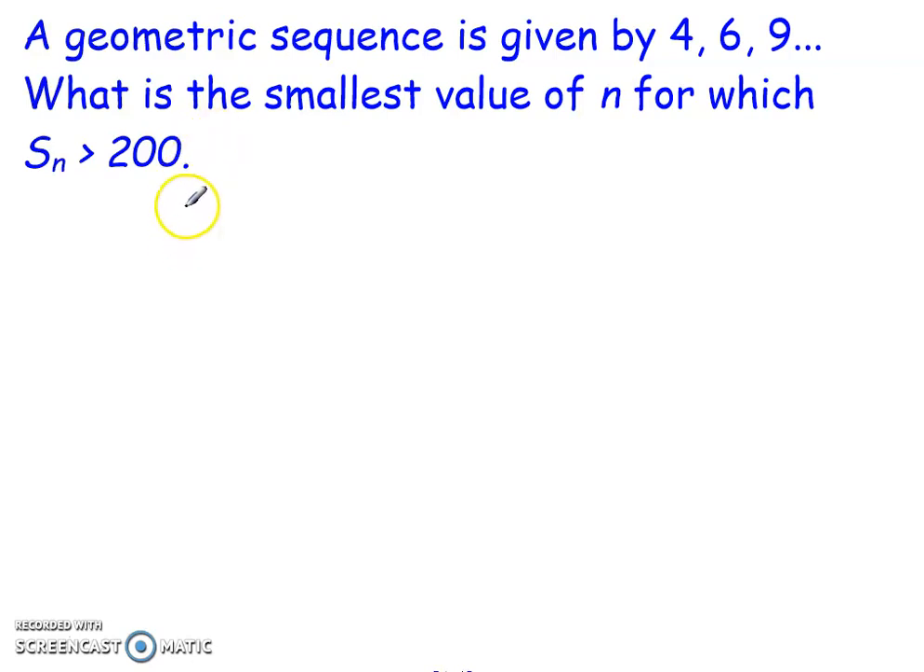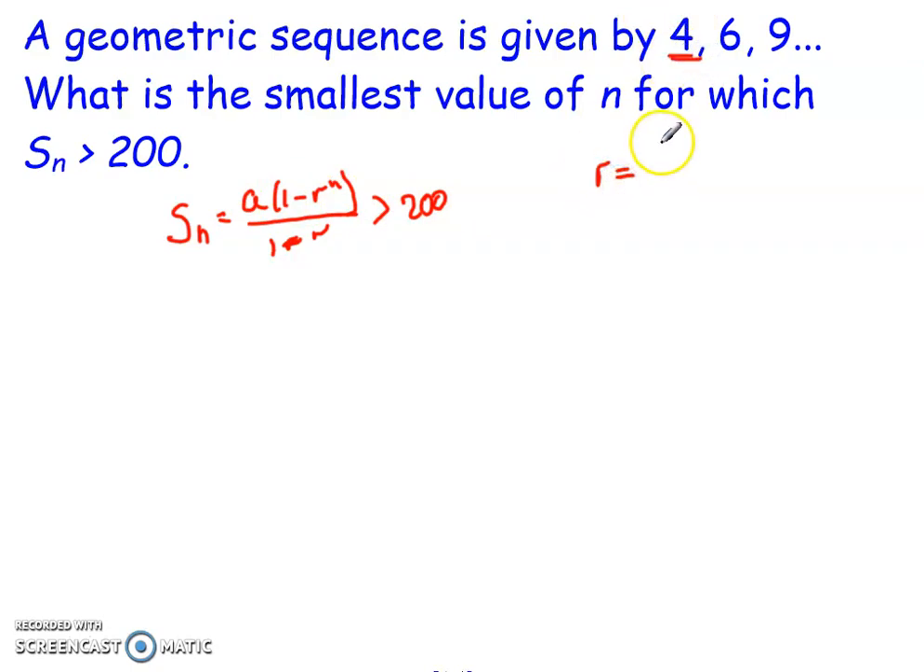So in this case, what we want is Sn, which we know is equal to a, bracket 1 minus r to the n, over 1 minus r. We want that to be greater than 200. Now from this, we know a and we know r, because a is the first term, which is 4, and r, our common ratio, is the ratio of 2 consecutive terms. So it would be 6 over 4, so 3 over 2.